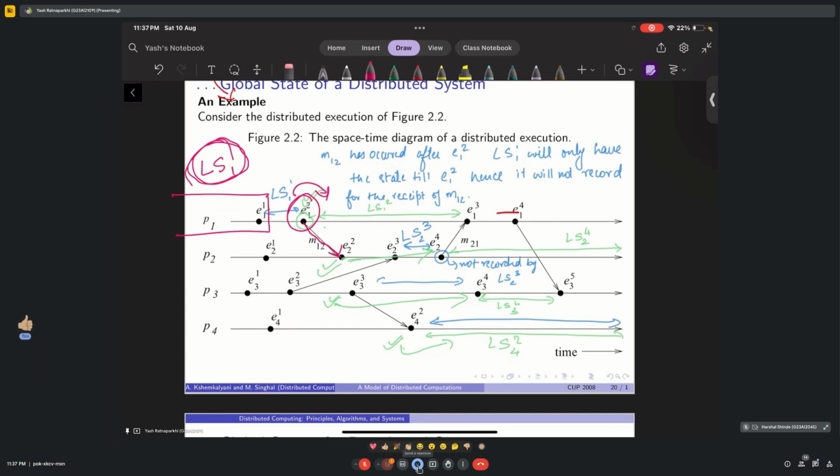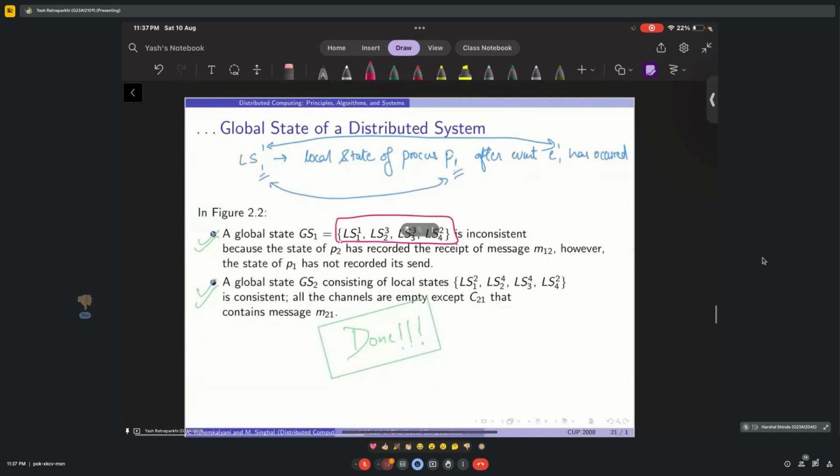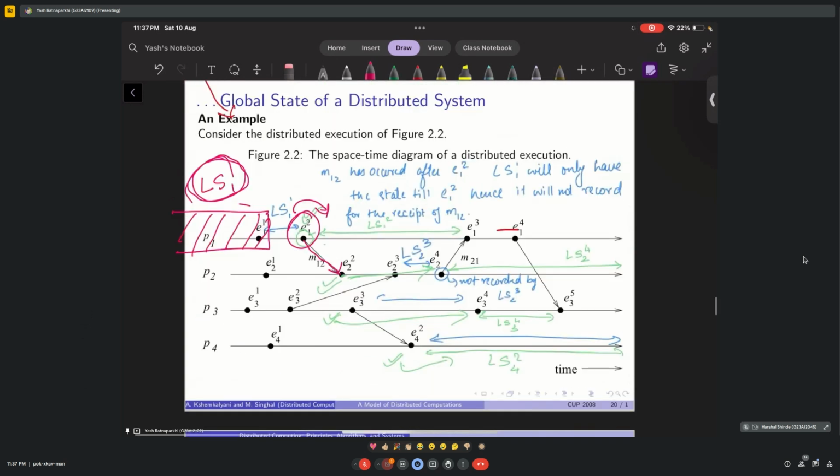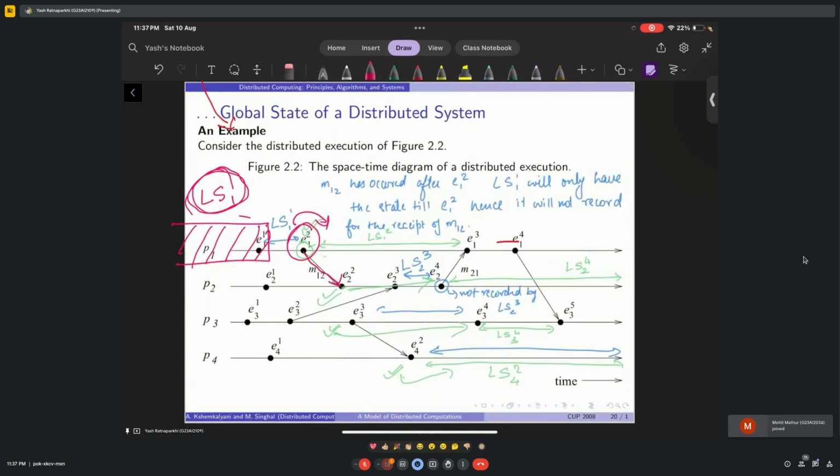Cool. Now tell me one thing: in this context, does this local state have any information about what has happened to E12? Does it have it? No, it does not have, right? So that's what is written here. If we say LS11, LS23, LS33 and this, that's what I have written. E12 has occurred after E11, and LS11 will only have the information till E11, hence it will not record the receipt of E11.